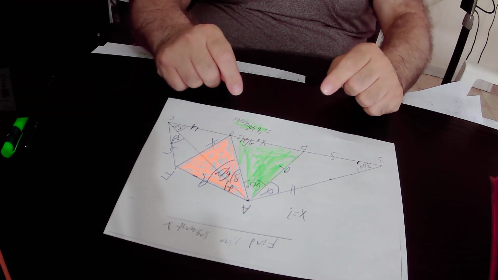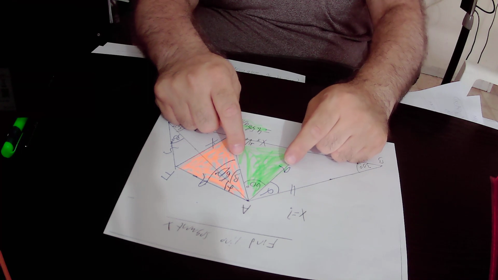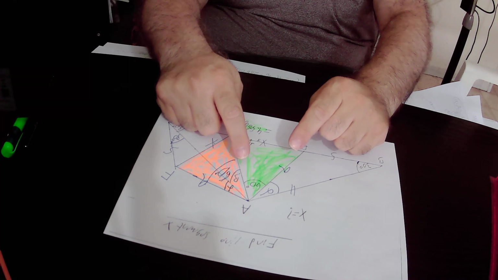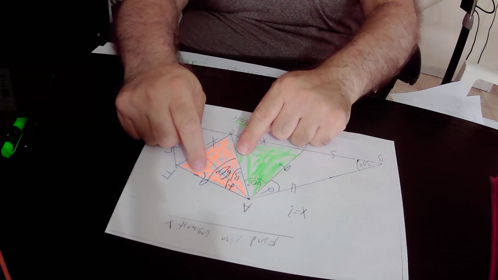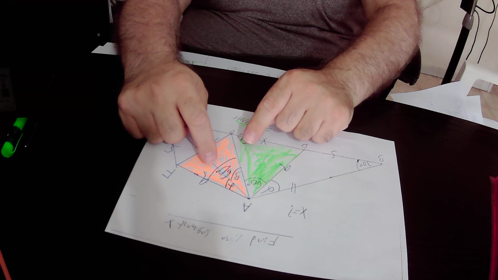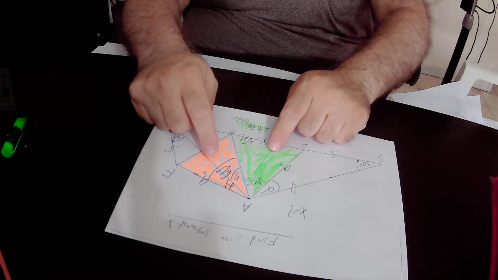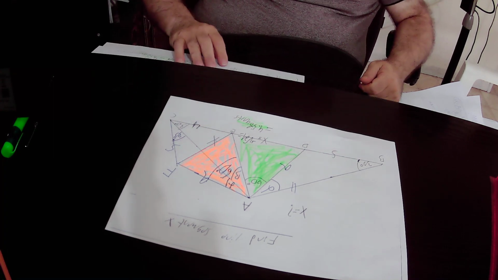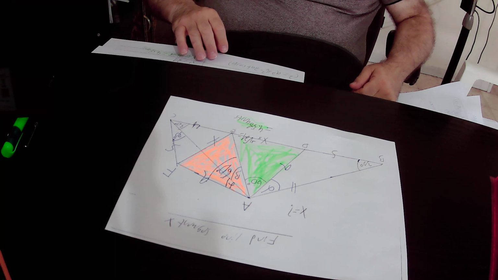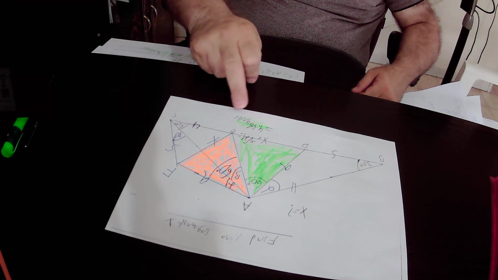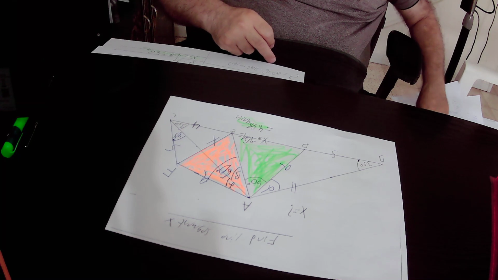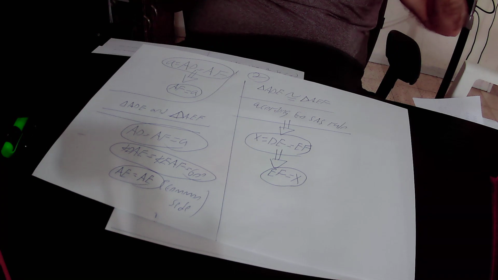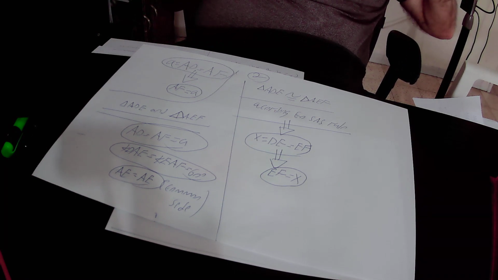Here, what I mean is that those two sides in the green triangle and the angle located between them are correspondingly congruent to those two sides and the angle located between them in the orange triangle. Therefore, those two triangles are congruent according to the side-angle-side rule. And from the fact that those two triangles are congruent, we conclude that side DE equals side EF, according to the third rule that corresponding sides in congruent triangles are equal to each other.